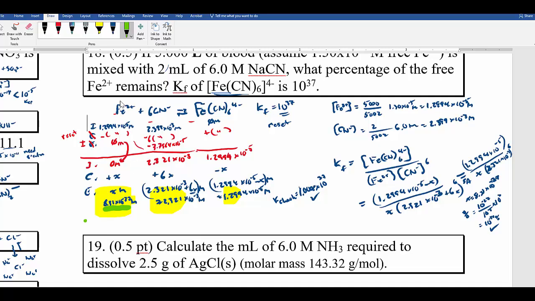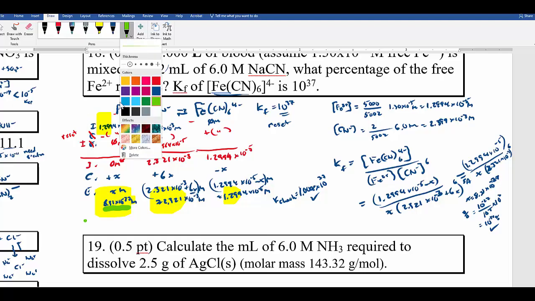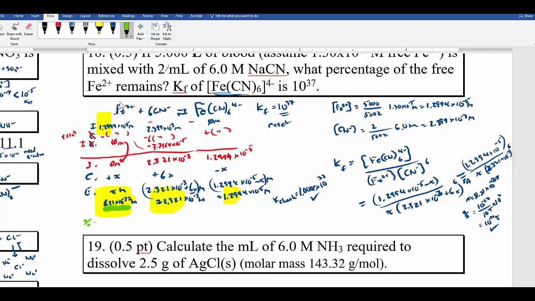Over the initial. So this is the amount remaining here, but the initial is our original initial way up here, not our reset initial. So to do this calculation, percent remaining is equal to 8.31 times 10 to the minus 27 that remains, over our initial of 1.2994 times 10 to the minus 5. That's how much we started off with initially, times 100%.